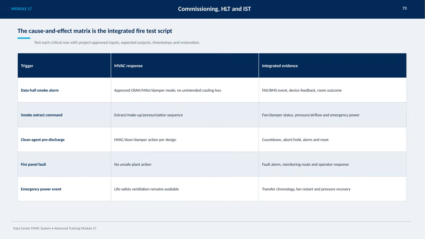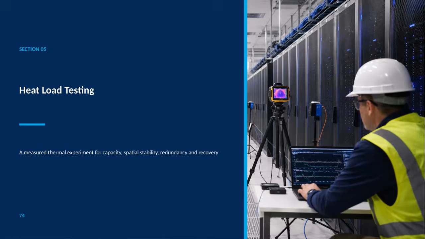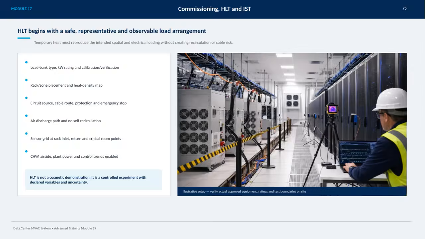Here, we are focusing on heat load testing. This process involves a carefully measured thermal experiment designed to evaluate several critical factors: the system's capacity to handle heat, its spatial stability under thermal stress, the redundancy built in to prevent failure, and its ability to recover after heat exposure. Understanding these elements is essential for ensuring reliable performance in real-world conditions.